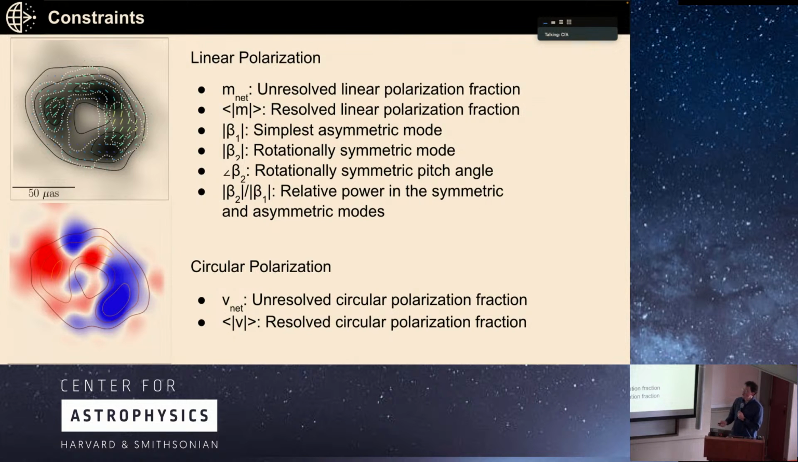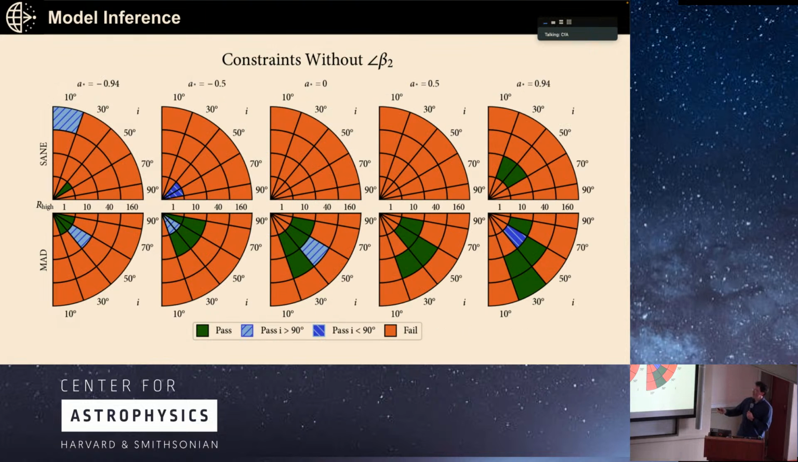And then we have 2 more circular polarization modes, the unresolved and the resolved circular polarization fraction, where given that our error bars on these are much larger than the linear polarization, these provide much weaker constraints and barely rule out any models. So since this phase of beta 2 is going to be a little trickier to interpret, let me first show you the constraints if we ask which of our models are consistent with all the rest of the constraints. So everything except this phase of beta 2.